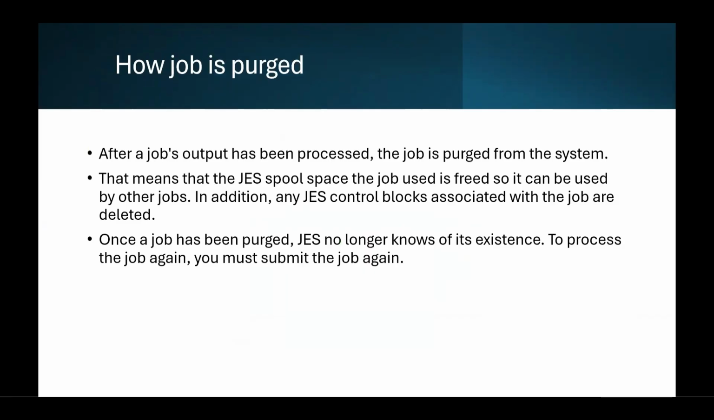Okay, next we will go to how a job is purged. After the job's output has been processed, the job is purged from the system. That means the JES pool space the job used is freed so that it can be used by other jobs. For example, you have allocated some space for the execution of your job, and once it is purged, that particular space is freed so that it can be used by other jobs.